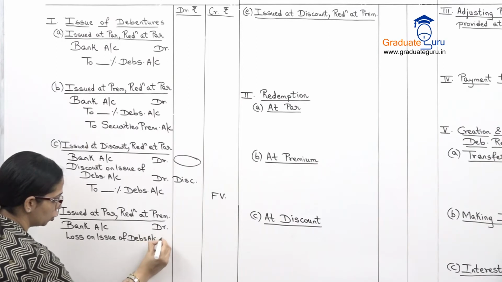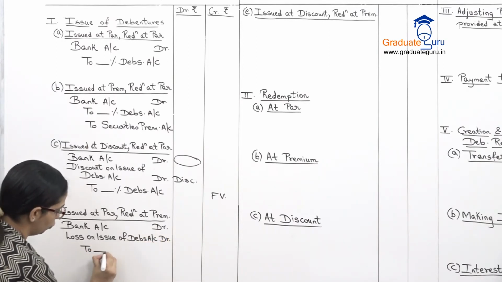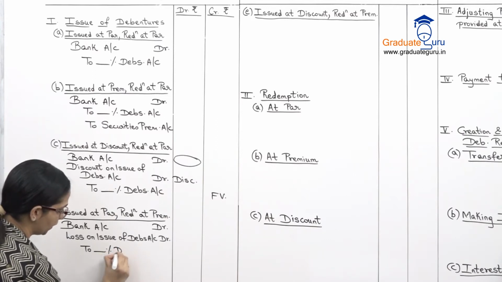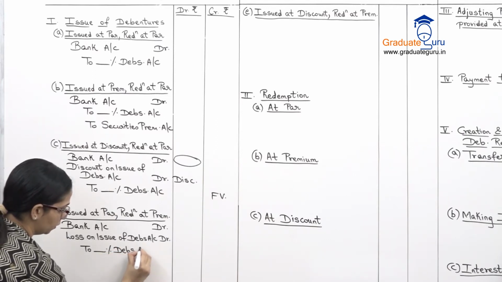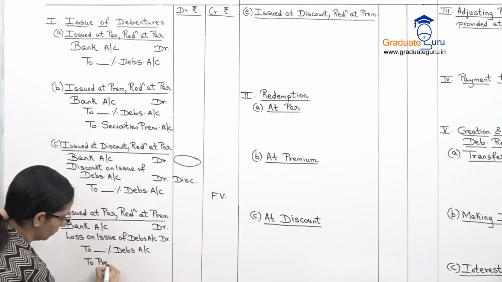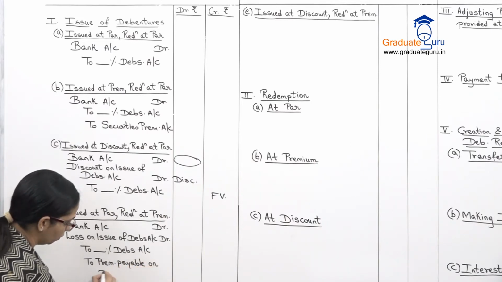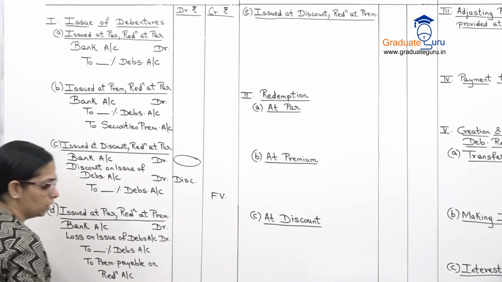So loss on issue of debentures account debit, to so-and-so percent debentures account, to premium payable on redemption account. Okay.